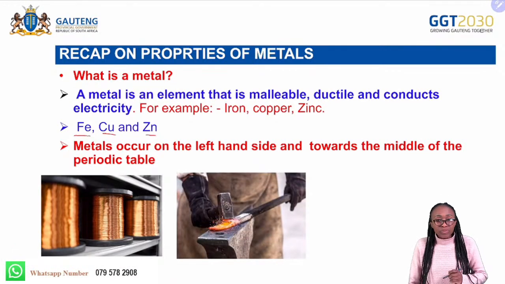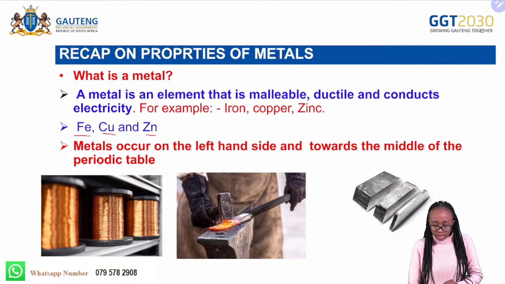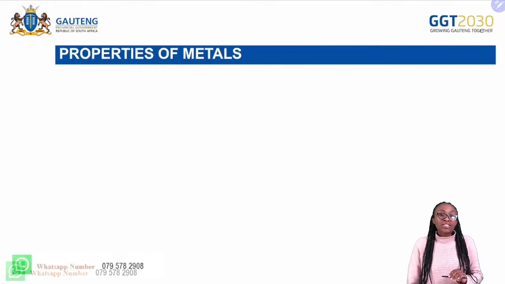And they are malleable. They can be hammered into shape. That's why you have shapes of nails, shapes of metal chairs, different materials that are made of metal, because they can be hammered into shape. So that is one of the good properties of metals. And there are some bars there. You see, they have been hammered into a certain shape. Okay, let's move on. Properties of metals.